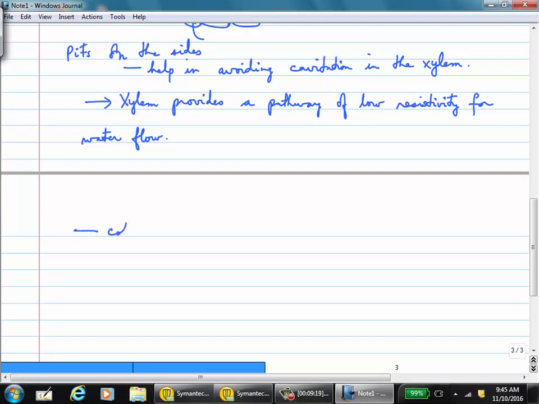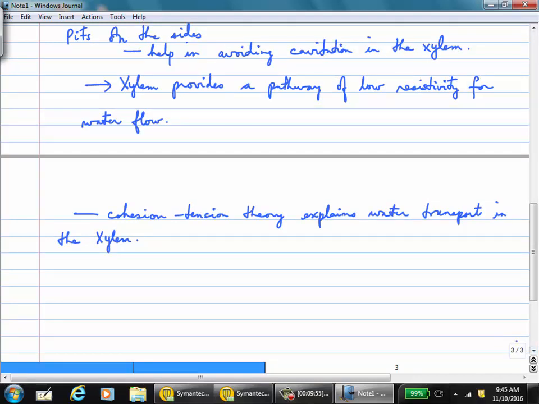And also the cohesion tension theory. Remember I talked about the capillary tube and all that last time? That's the cohesion tension theory, because you have surface tension and cohesion, then the contact angle being small and so on. So the cohesion tension theory explains water transport in the xylem. And water is going to be drawn up from the roots all the way up the shoots to the leaves.